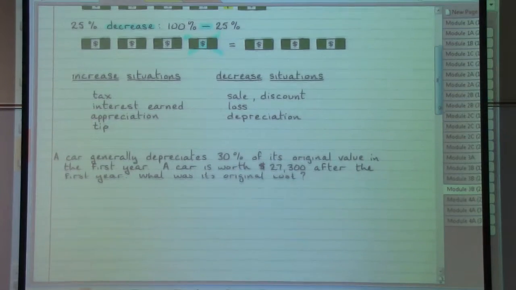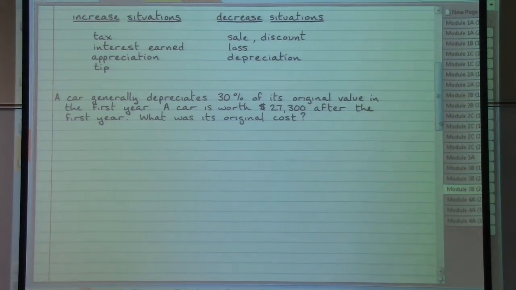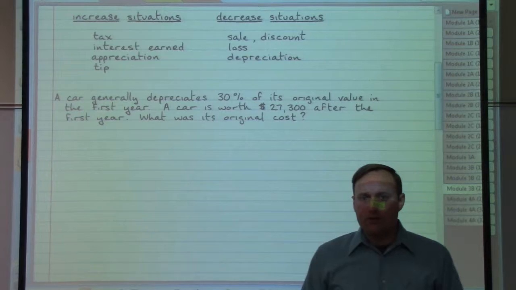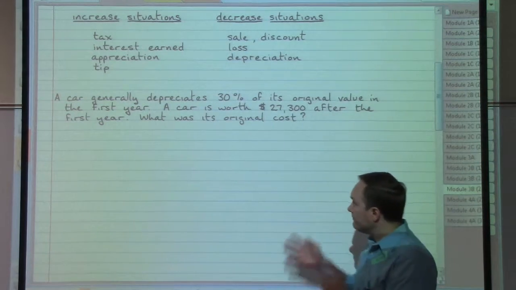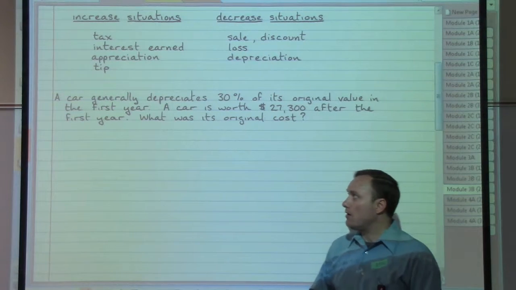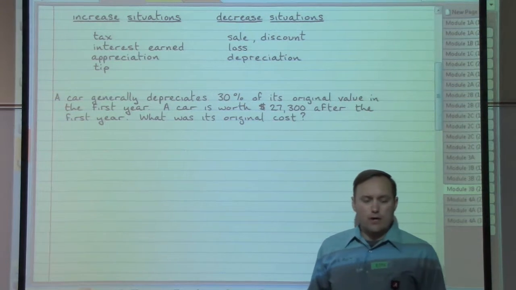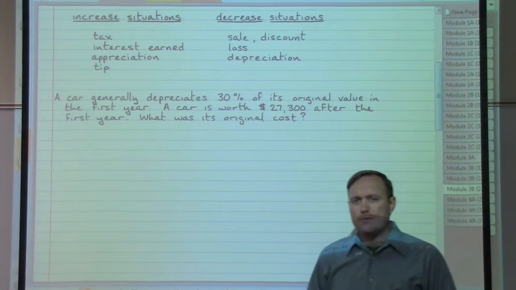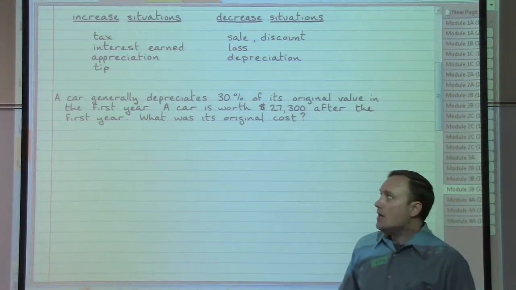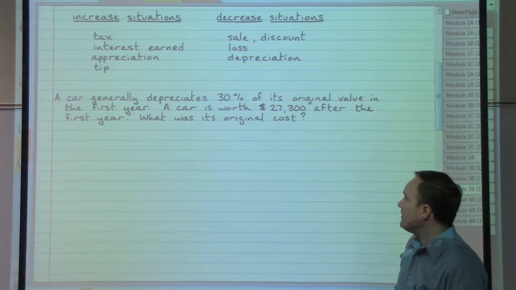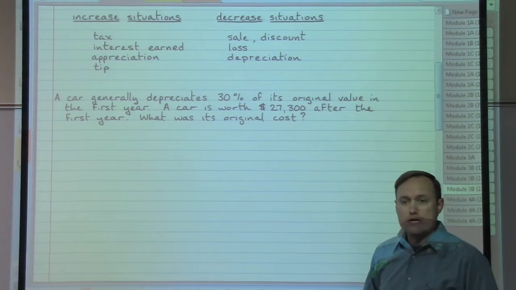Because both of these situations work out very similar to one another, we're going to look at only a single example and try to piece things together from start to finish in order to figure out, in this case, what was the original cost of a car. When we start at the actual beginning of the problem and read through, we're looking for one of those keywords and phrases still at the top of the screen to tell us if we're dealing with a percent increase or a percent decrease. So a car generally depreciates 30% of its original value in the first year.